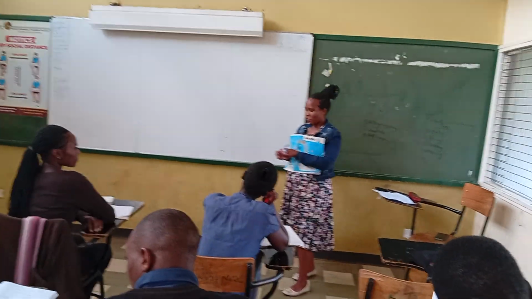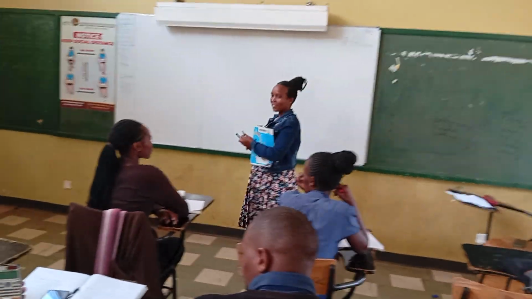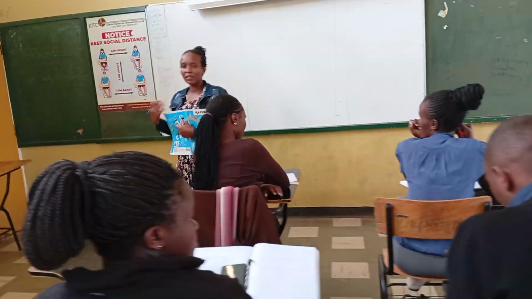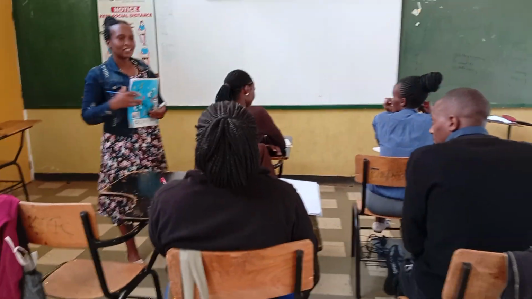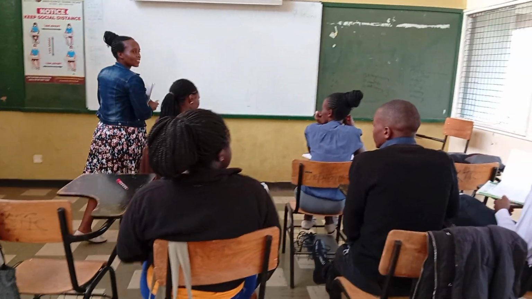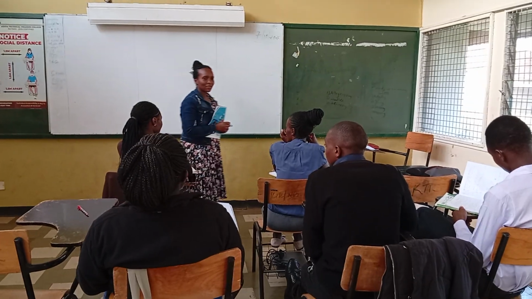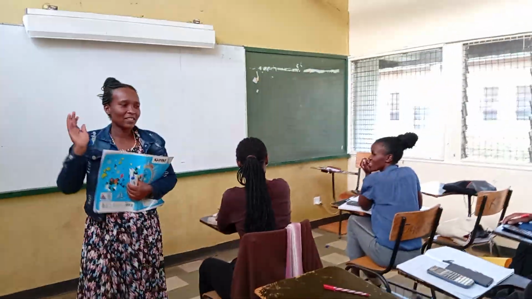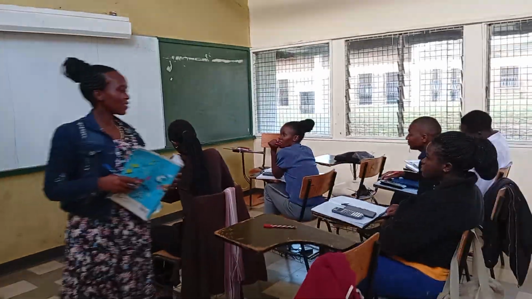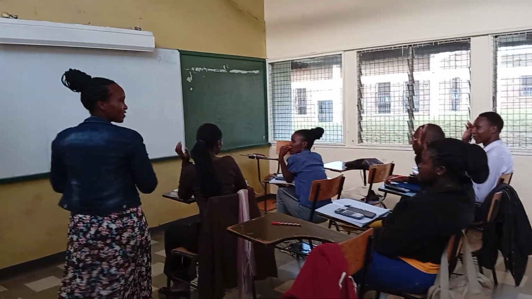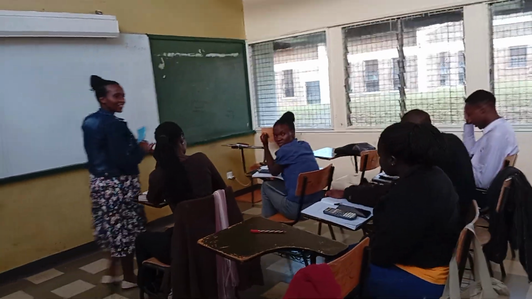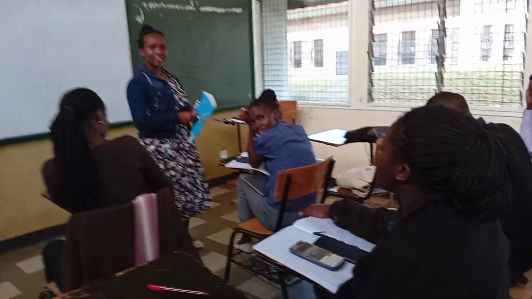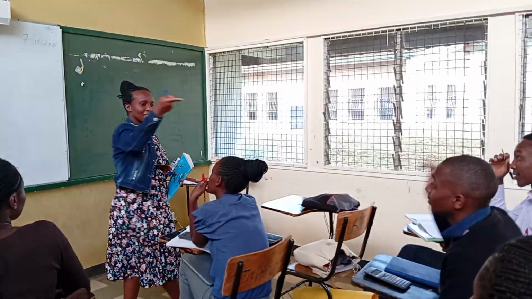On our previous topic, can somebody remind us what we went through? Previous lesson, yes. We learned about Pythagoras theorem. Somebody to remind us about Pythagoras theorem. Pythagoras theorem is given by a squared plus b squared equals c squared. Correct.